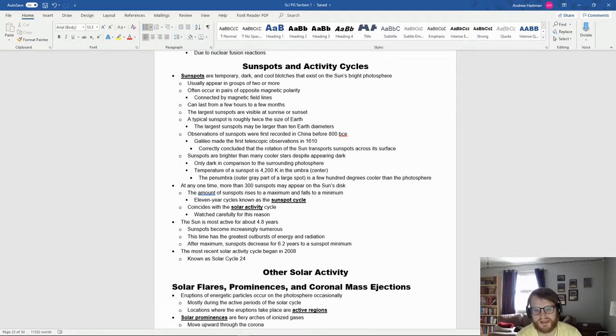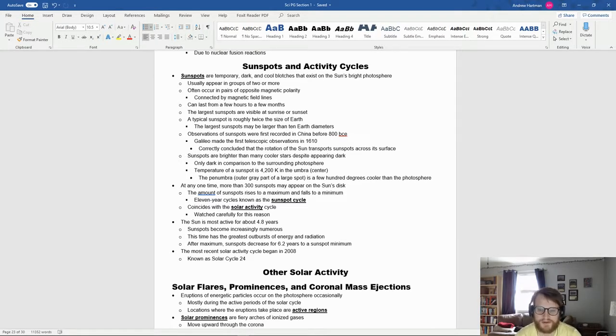Sunspots are actually brighter than many cooler stars, despite the fact that they appear like a dark spot on the sun. That's because the sun's apparent magnitude is so large that something darker than the sun's surface is still going to be quite bright. So yeah, it's only dark in comparison to the photosphere.